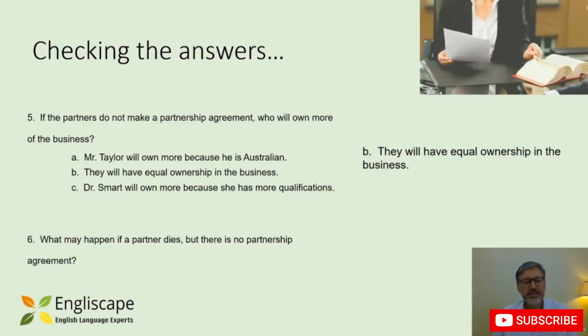Number 6. What may happen if a partner dies, but there is no partnership agreement? The answer? The partnership must end. The lawyer says the business may have to be closed or sold.